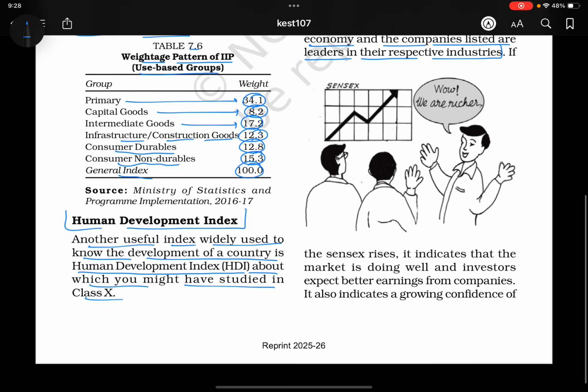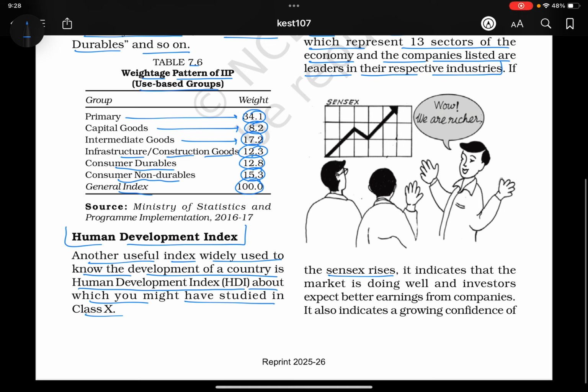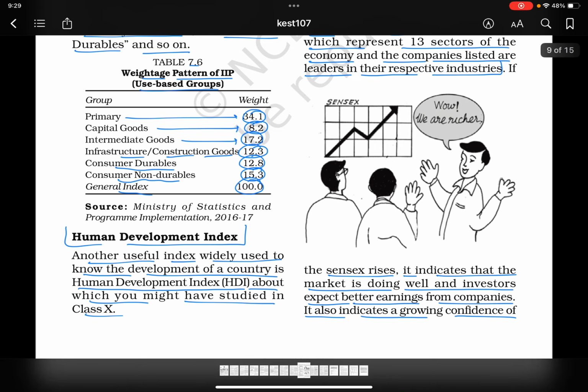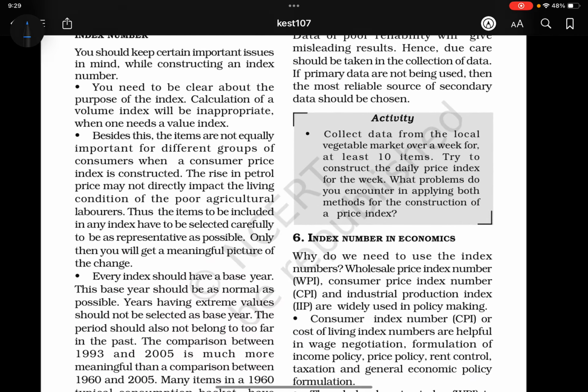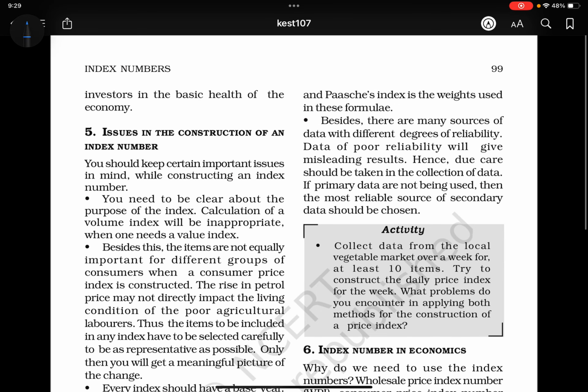If the Sensex rises, it indicates that the market is doing well and investors expect better earnings from companies. It also indicates a growing confidence of investors in the basic health of the economy.